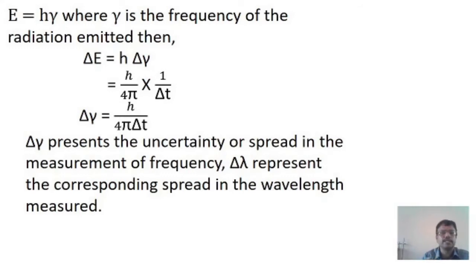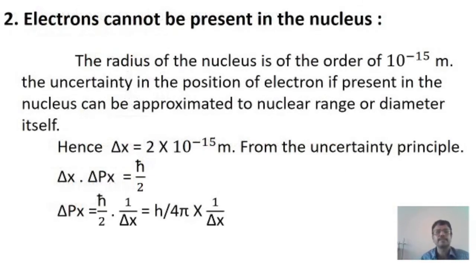Equating, h into delta nu is equal to h by 4 pi into 1 by delta t. So delta nu is equal to 1 by 4 pi into delta t. Delta nu represents the uncertainty or spread in the measurement of frequency, which implies delta lambda can be calculated because nu is equal to c by lambda. Delta lambda represents the corresponding spread in the wavelength. In this way, the width of the spectral line is measured.